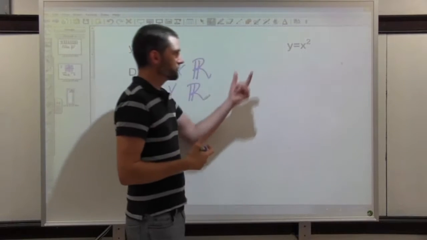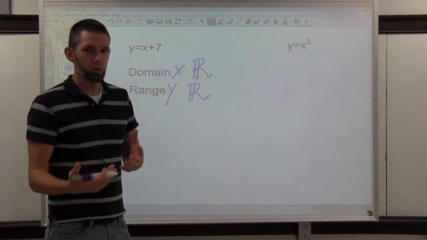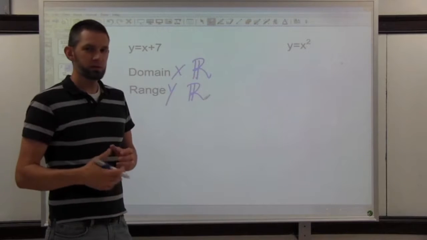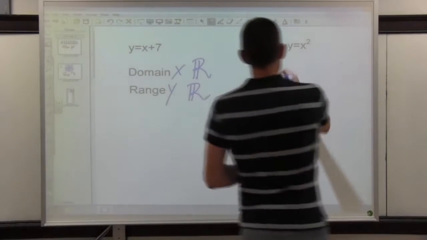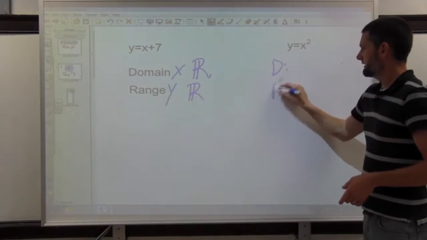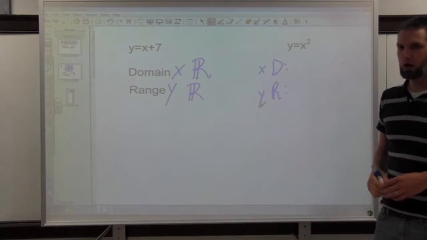When you change to an equation that has something on it, like an x squared or a square root or other things like that, some different kinds of domains and ranges can happen. Let's think of the domain and the range for these. Again, domain is x, range is y.